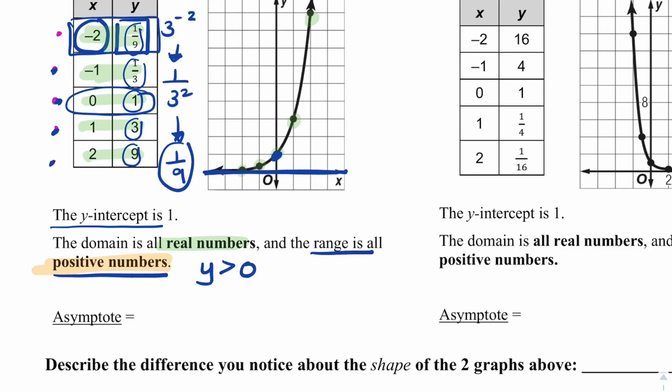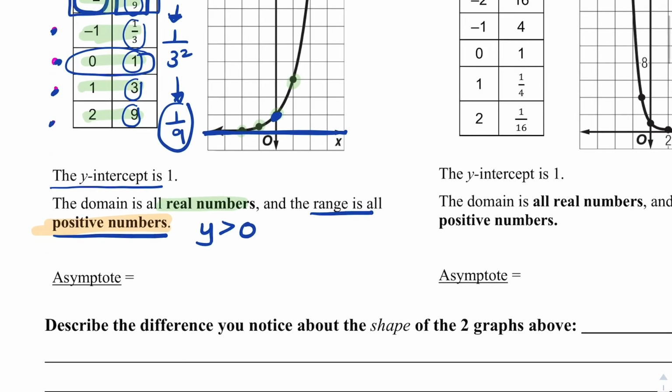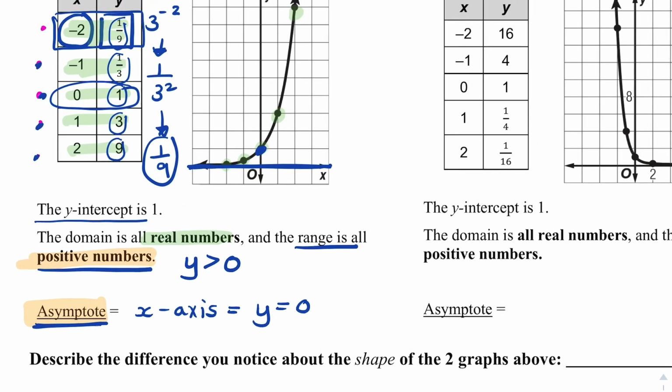So it doesn't touch the x-axis. So here's a new word that we've never used before, and that word is the asymptote. Now the asymptote of a graph is the value to which that graph comes really, really close, but never actually touches it. And as I just explained, the asymptote of this particular function was the x-axis. So the asymptote is the x-axis, and we write that as y equals 0. Remember, the asymptote is asking you what number does your graph get really, really close to, but never actually touch. And in this case, it is the x-axis.